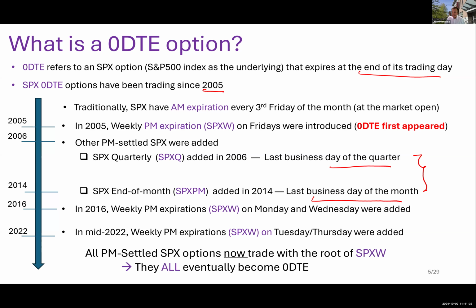An important understanding here is that all the PM settle index options now trade under the same symbol called SPXW. Even if we talk about quarterly or end of month options, they all trade under the symbol SPXW, and all SPXW symbol roots will become 0 DTE eventually on the expiration day.